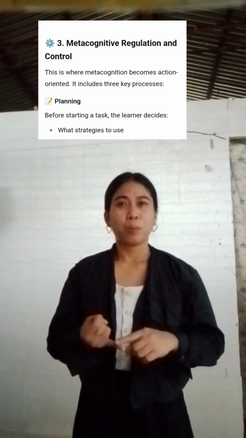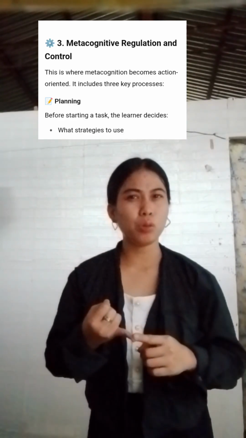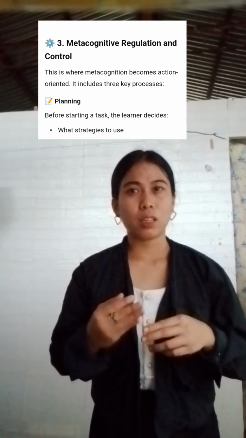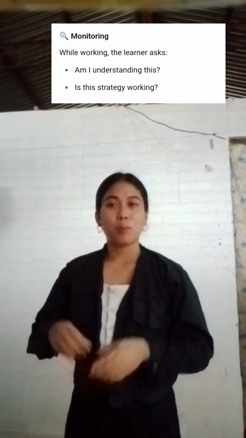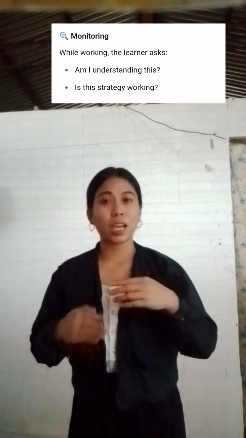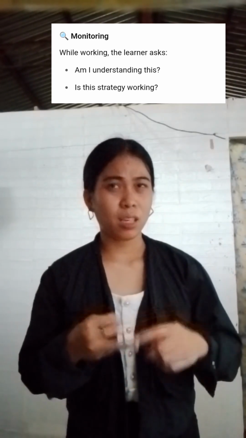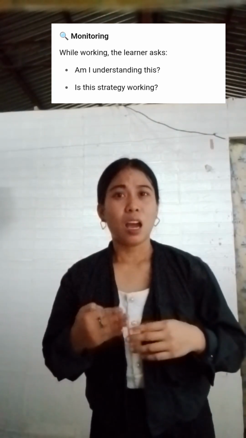First, planning. Before starting a task, the learner decides what strategies to use, what prior knowledge is needed, how much time to allocate. Example, I'll skim this chapter first, then read closely. Second, monitoring. While working on the task, the learner asks, am I understanding this? Is this strategy working? Example, I'm confused by this graph. Maybe I should reread the explanation.